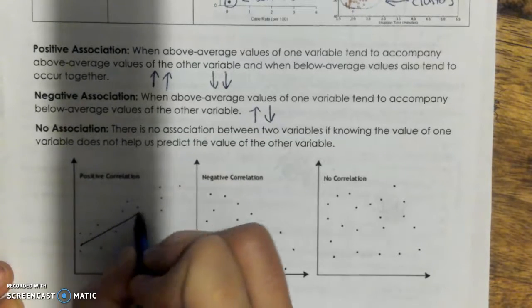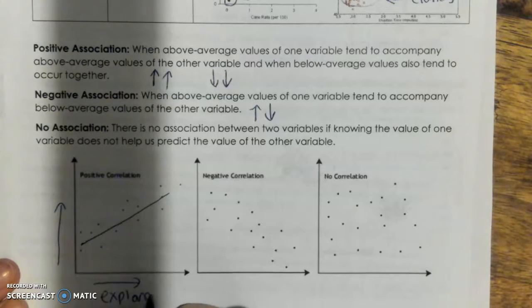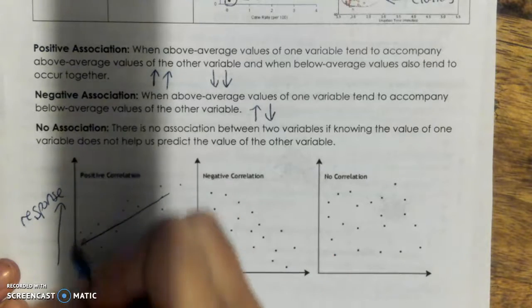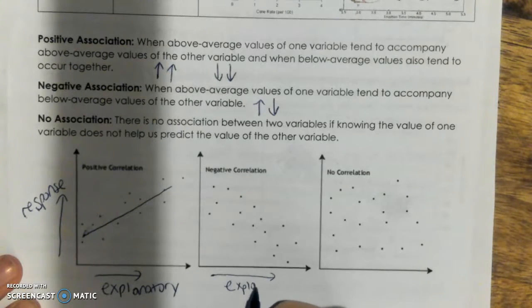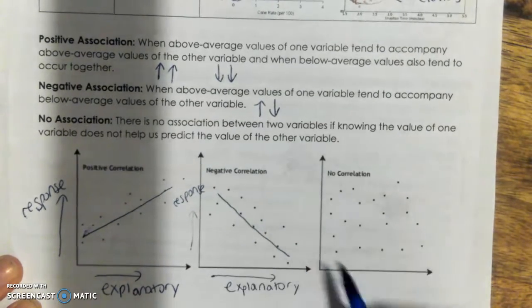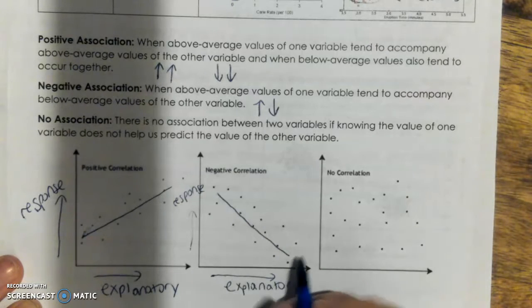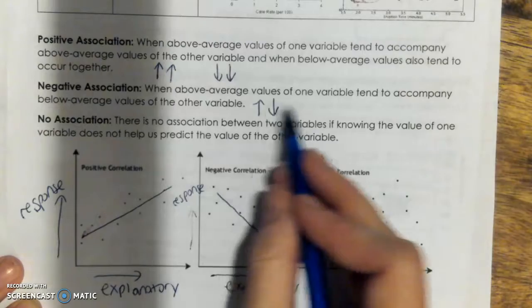So here, positive: as the explanatory goes up, the response also goes up, right? As the explanatory goes down, the response also goes down. It's the same direction. Now here, it's negative. Do you see as my explanatory variable gets bigger, my response variable is getting smaller on the y-axis? So like this point right here, my explanatory variable is very high, but my response variable is very low. So we're going opposite directions, right?